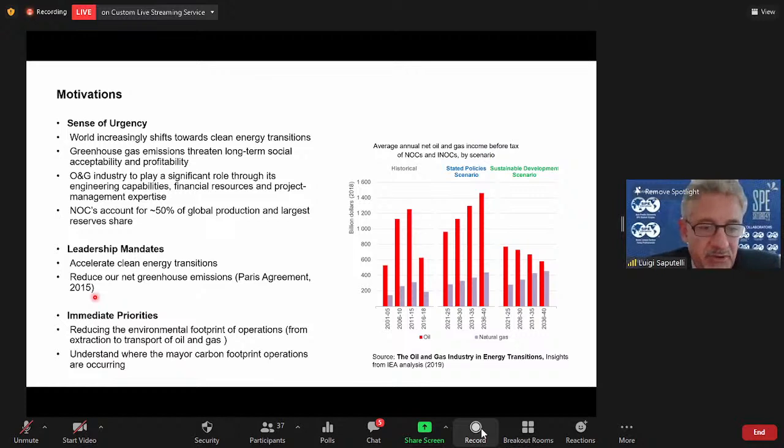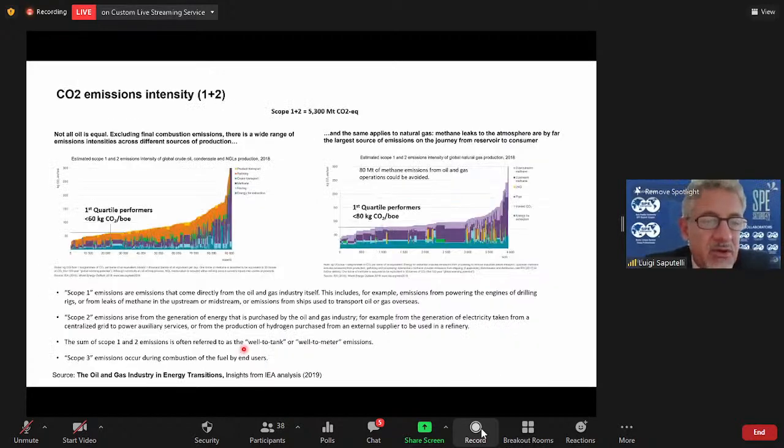And the immediate priority is to reduce the environmental footprint in the operations from extraction. That also includes being leaner and getting better net profits per unit of barrels, and understanding where the major carbon footprints are occurring. The concept of CO2 emissions intensity is how many kilograms of CO2 we generate per barrel in order to produce a barrel of oil.